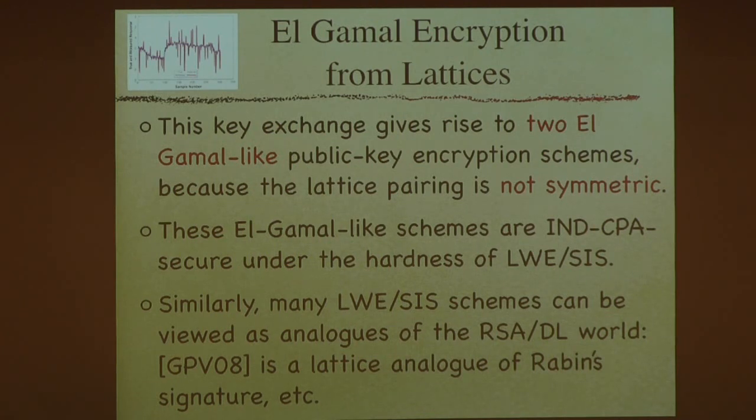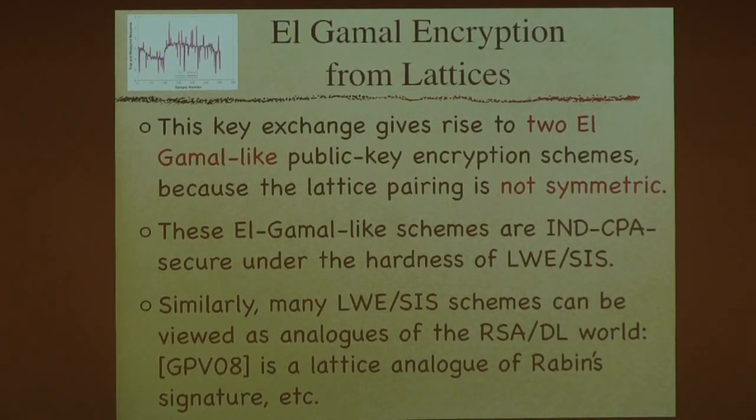So similarly, you can play this game. I showed you this game for trapdoor-less encryption, but you can play it with many of the LWE and SIS schemes by viewing them as an analog of some RSA or discrete log cryptosystem. For instance, the famous GPV lattice signature scheme turns out to be an analog of Rabin signature. But you can do this game really with most of these primitives.